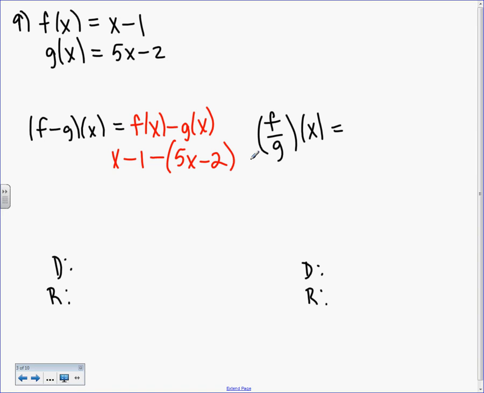Okay? So now, that was the hard part. That was the new part. If you look at a question like that, what would you do to simplify it? Distribute the negative, right? So it's going to be x minus 1 minus 5x plus 2. Is everybody okay? Okay. And then simplify again. What do we get? Negative 4x plus 1. So our answer is negative 4x plus 1.